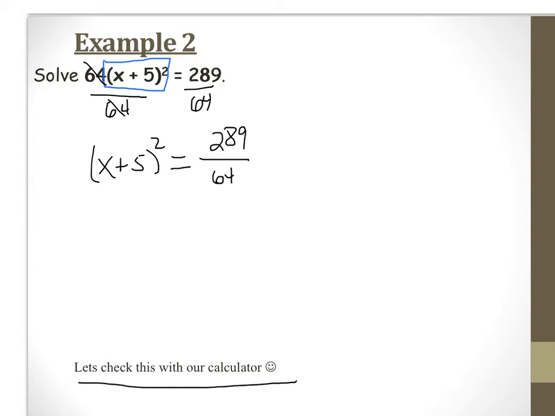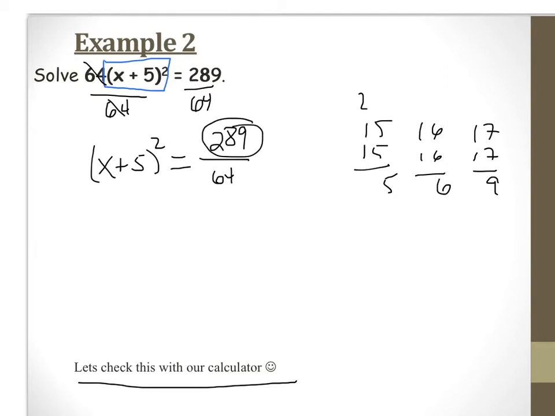So if you think about it, 15 squared is 225. So it's got to be a little bit more than that. Well, think about 15 times 15. This is going to be a 5, right? 16 times 16, the 6 times 6 is going to give us a 6. And if we do 17 times 17, that's going to be 9. I wonder if the square root of this is 17.